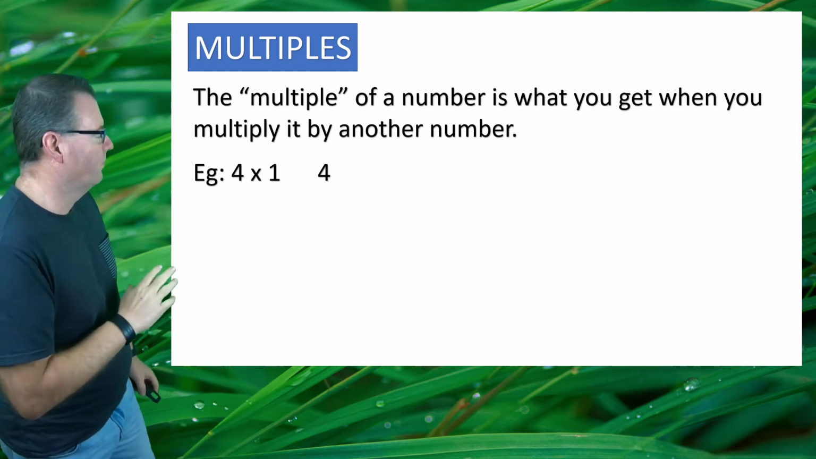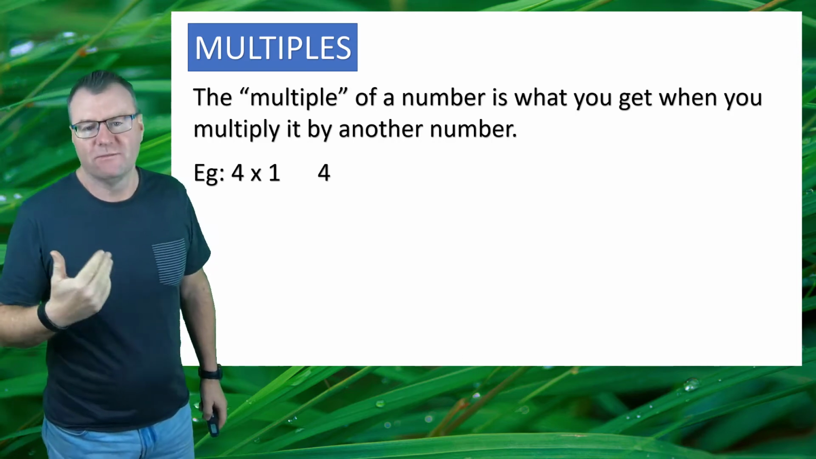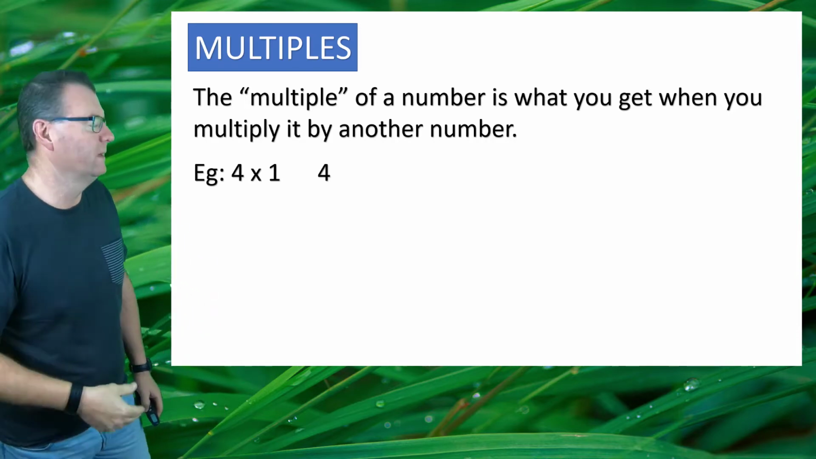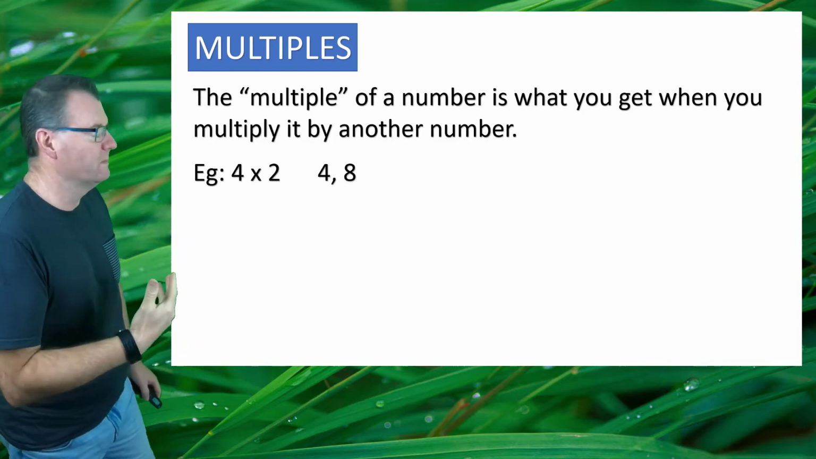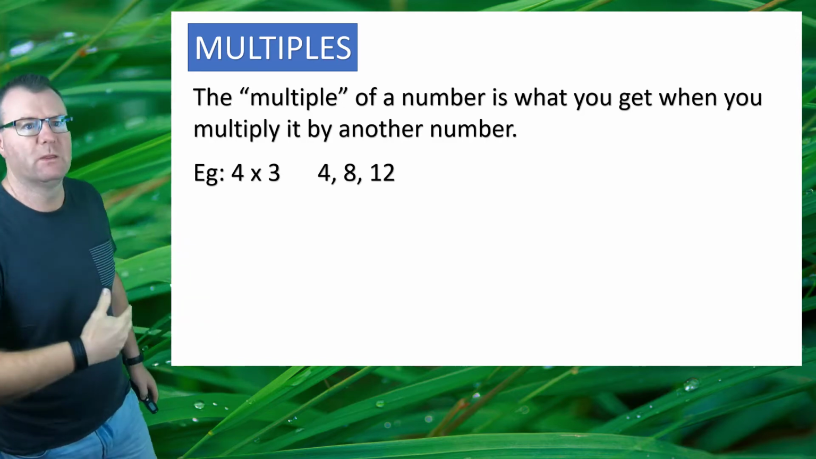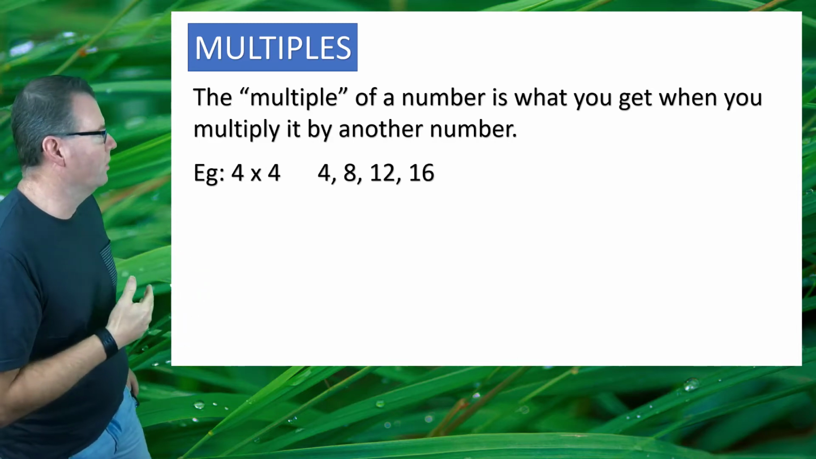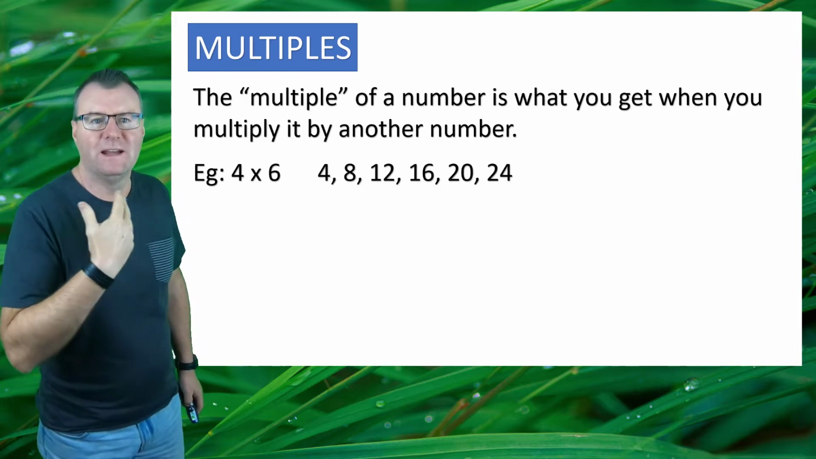If I take the number 4 and I multiply it by 1, I get 4. So I would say that 4 is a multiple of 4 because 4 times 1 equals 4. What about if I took 4 now and I multiplied it by 2? 4 times 2 is 8. Let's keep repeating the process. 4 times 3 gives me 12. 4 times 4 gives me 16. 4 times 5 gives me 20, etc., etc.